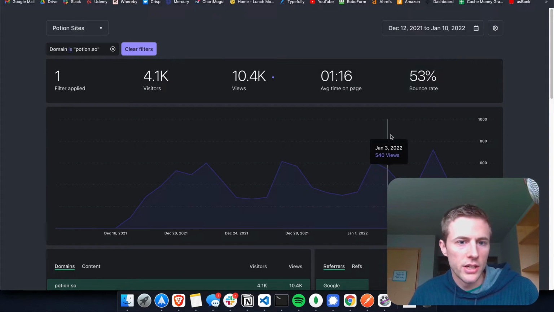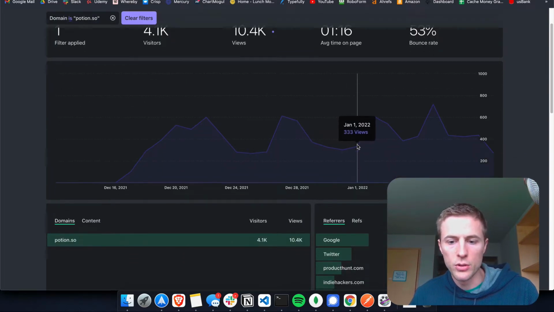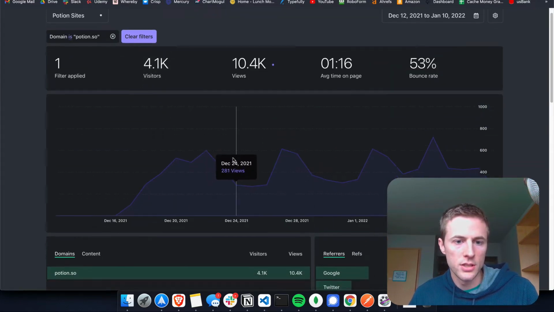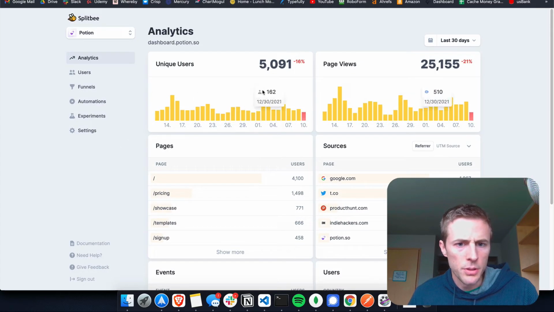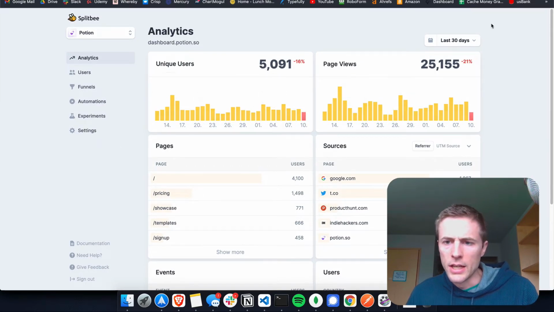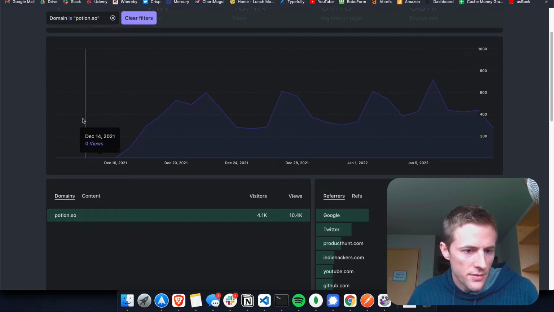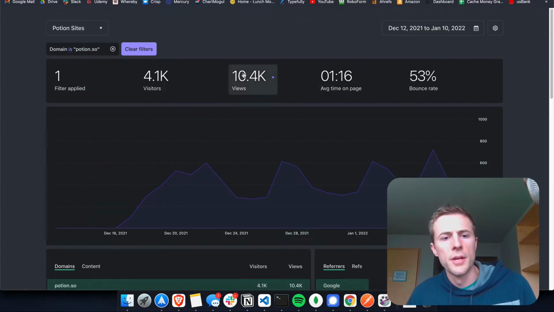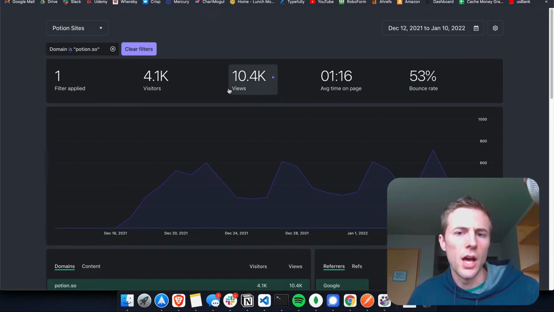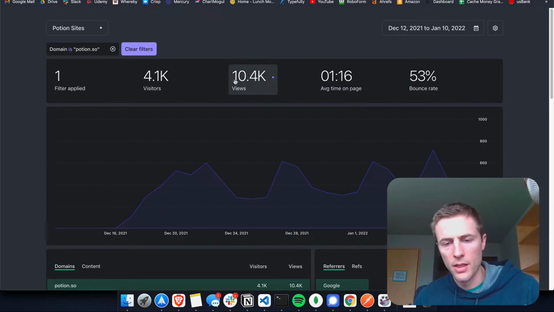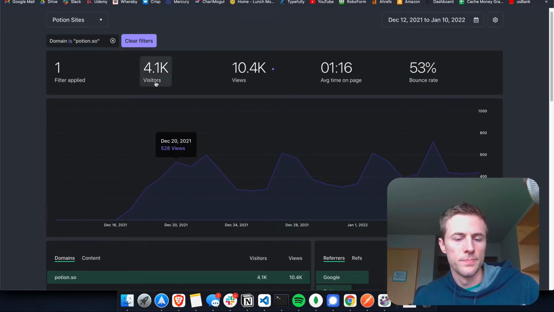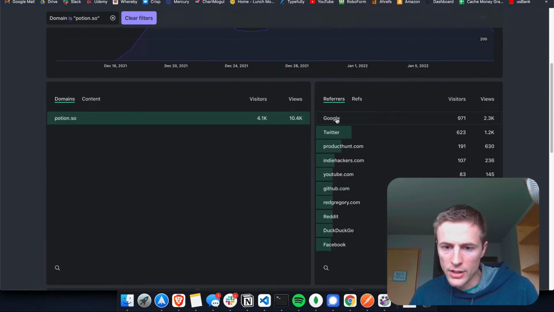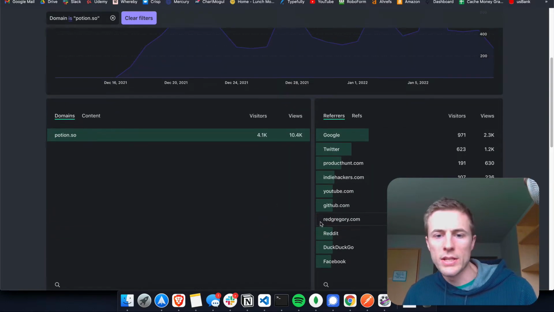So first, taking a look here at Fathom, these are the views that I'm getting for the Potion website. I'm getting around 4,000 unique visitors. SplitBee shows like 5,000, because this doesn't even have the full last data, since I only started using it within the last month. This is per month, and I know it's been up to highs of like 10,000 a month. So I'm getting somewhere around 5,000 to 7,000 views most months, and you can see where these are coming from. Anyways, I feel pretty good about this.